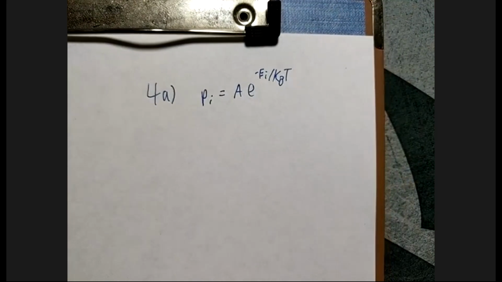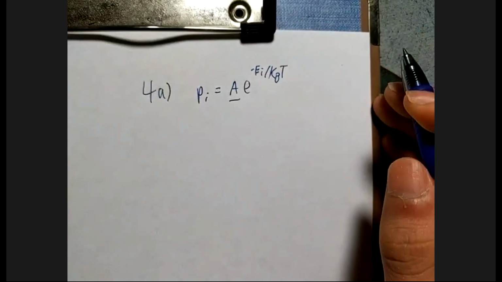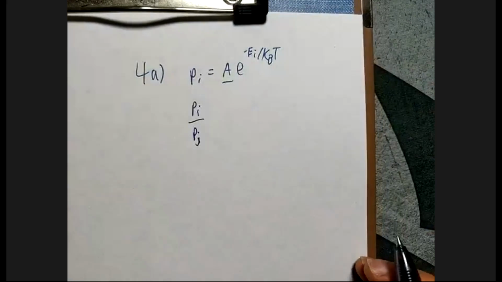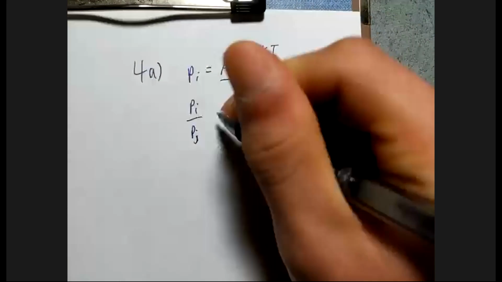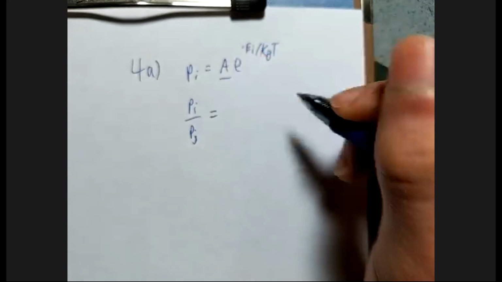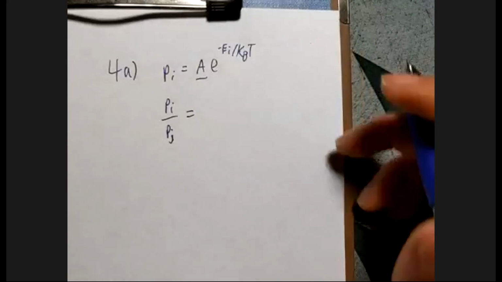But since we're taking the relative probabilities, we don't actually have to care about this constant. This constant will be divided out when you take Pi over, say, Pj. So now we will just take the energies for molecule 3 and molecule 1 and plug them in.